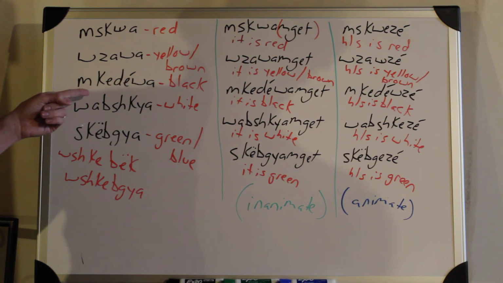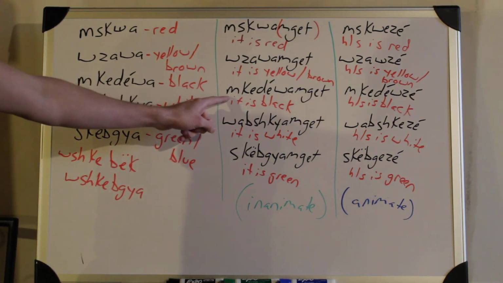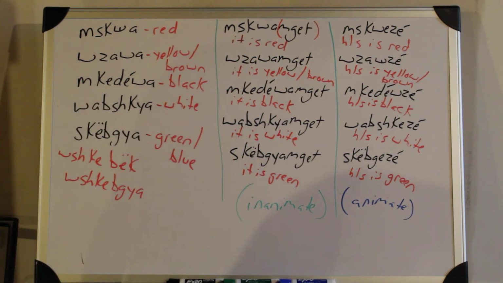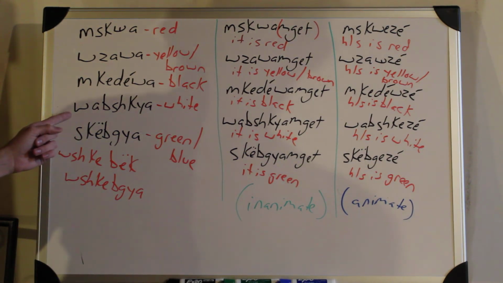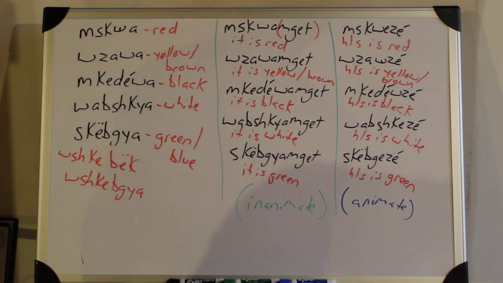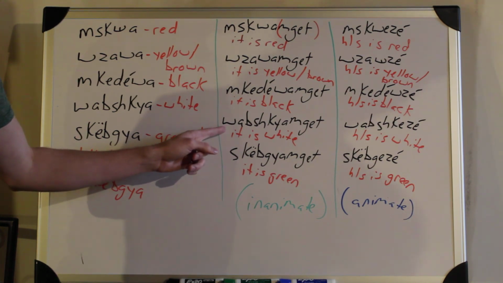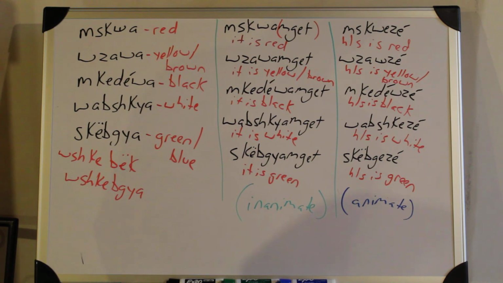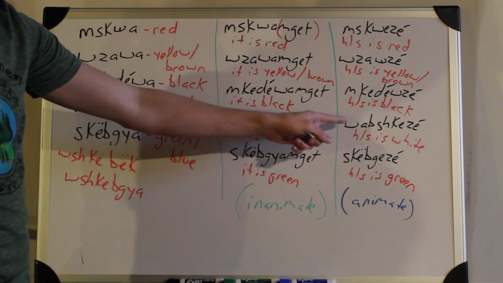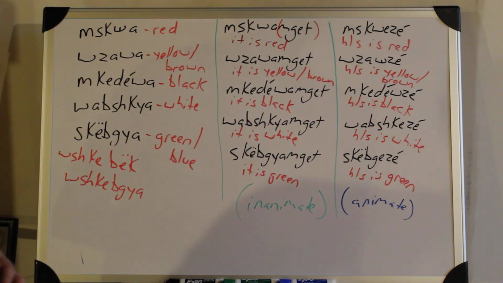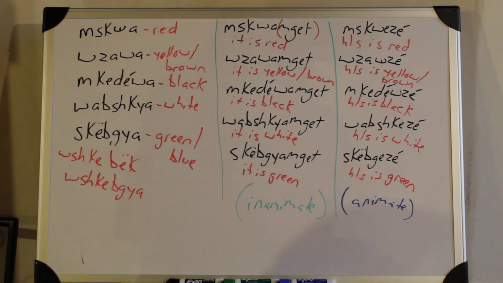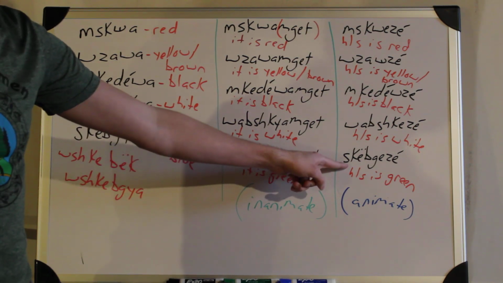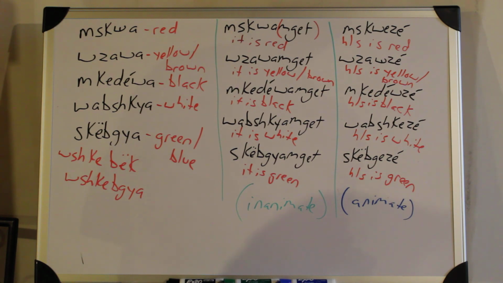Kadawa. Black. Kadawamgit. It is black. Kedauza. He or she is black. Wabshkia, white. Wabshkiamgit. It is white. Wapshgeze. He or she is white. Skubgia. Green or blue. Skubgiamgit. It is green. Skubgize. He or she is green.